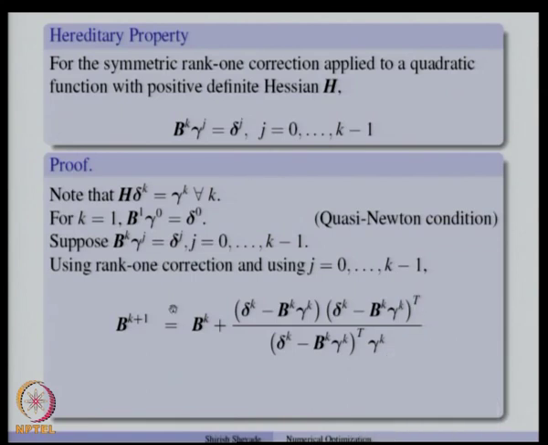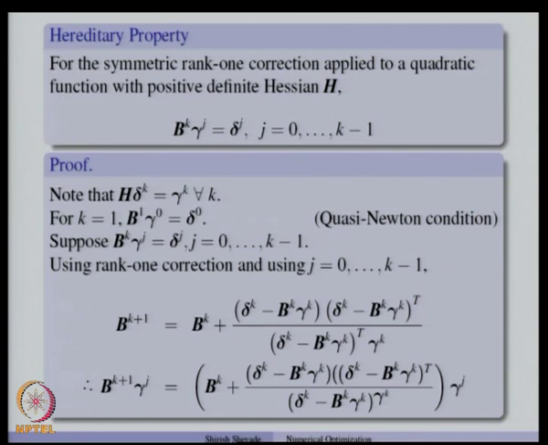Now, if you use rank 1 correction, and if we use j to be 0 to k minus 1, then what we have is bk plus 1 to be bk plus this u u transpose divided by alpha. So, 1 over alpha is the quantity in the denominator. We have already seen this. Now, we have to show that bk plus 1 gamma j is equal to delta j for all j going from 0 to k minus 1, because bk plus 1 gamma k is equal to delta k is true from the Quasi-Newton condition. So, we have to show that the right hand side quantity is nothing but delta j for all j going from 0 to k minus 1.